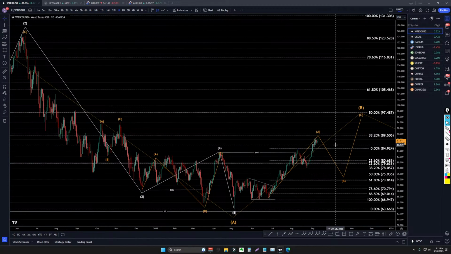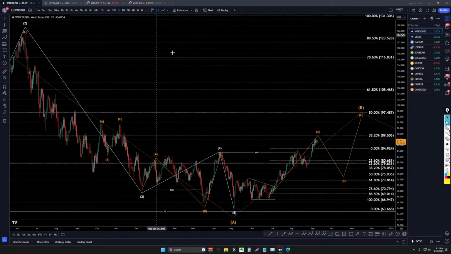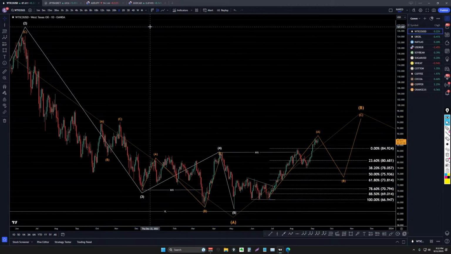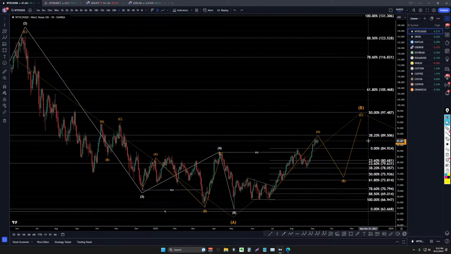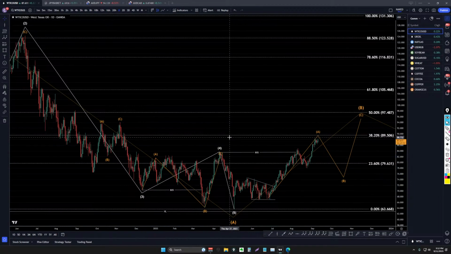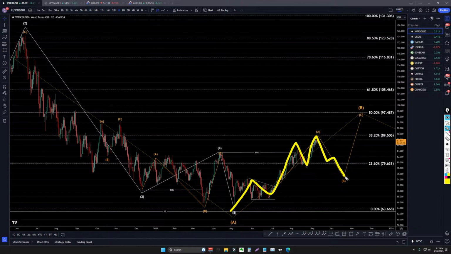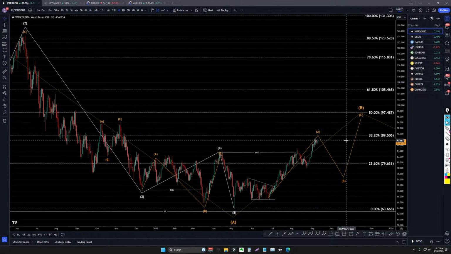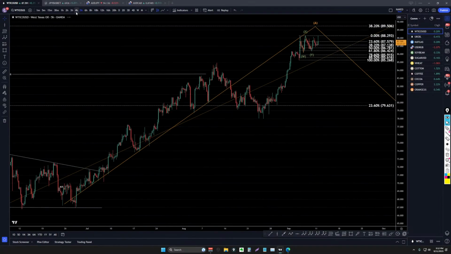Oil. I got a lot going on oil, man. I got too many fibs. Whoops. And then I deleted the wrong one. I want to delete this one. Still not going down. Looks like a 1, 2, 3, 4, 5 of A. Looks like it should go down pretty soon to make a wave B. I think the oil top is pretty much in too. Just making a final attempt to go up.